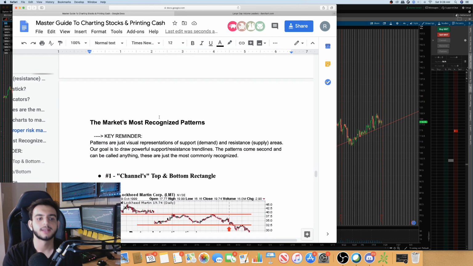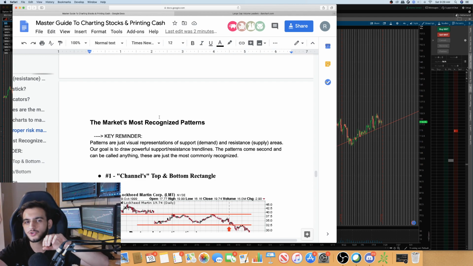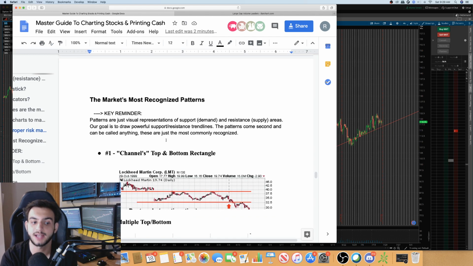But let's talk about the market's most recognized patterns, okay? Remember, patterns are just visual representations of support, which is demand, and resistance, which is supply. Our goal is to draw powerful support and resistance lines. You've probably seen these patterns before. They're easily recognizable. You don't need to understand that this one's called a spinning triangle or anything like that. None of that stuff. You don't need these names, but just in case somebody says it in the future, it's a good idea to have a good understanding of it.